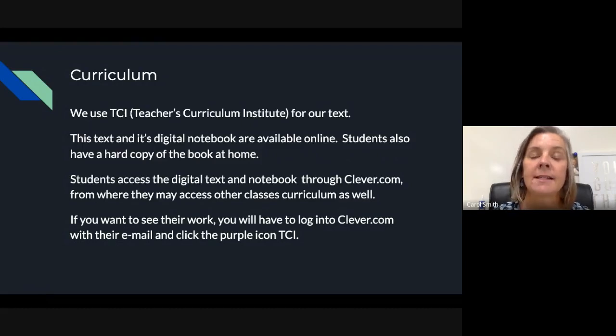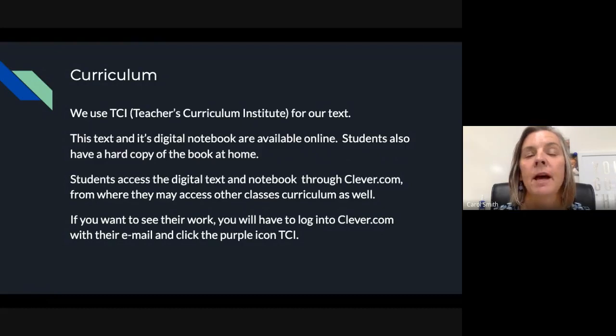How the students access that, and if you wanted to access it as well, you would go to clever.com and you would enter with your student's email address. Once you arrive there, you will see various icons with different content, different curriculum in it.